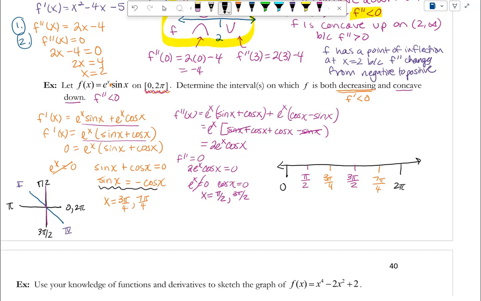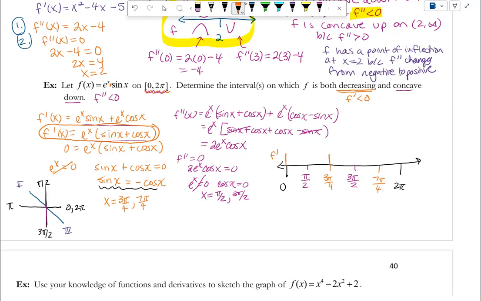All right, so I'm going to start with just one at a time. I'm going to start with my first derivative, and I'm really just looking from 0 to 3 pi over 4. I don't need to worry about pi over 2 because that's not a value where my first derivative equals 0. So from 0 to 3 pi over 4, I want to think about the sign of f prime. And again, I'm going to use this factored form of f prime. Now, I know that e to the x is always positive no matter what I plug in for x.